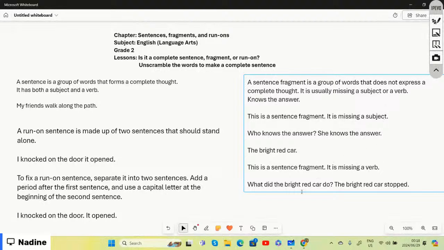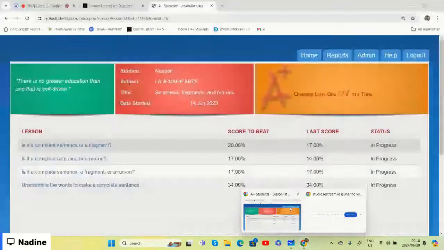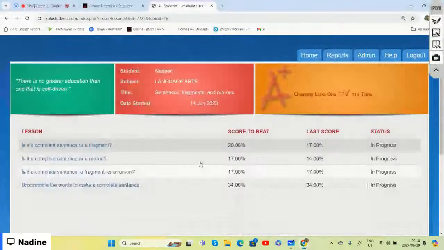All right, so we are going to A Plus Students dot ca, right? And if we specifically look at this chapter that says sentences, fragments, and run-ons, we are focusing on two lessons today, whereas in our previous lessons we focused on whether it's a complete sentence or fragment, as well as whether it's a complete sentence or run-on. Today, we're going to do is it a complete sentence, fragment, or run-on, and to unscramble the words to make a complete sentence.